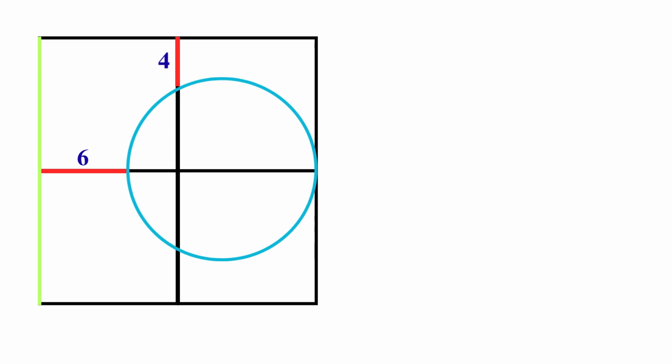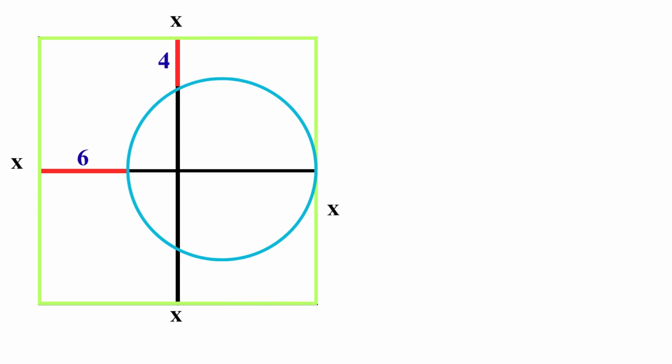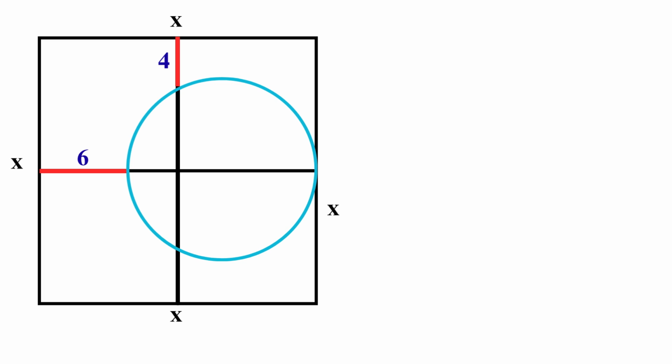First, we label the side of the large square as x. Since this is a square, all 4 sides are equal, so every side has length x. Next, notice that the circle touches the right side exactly at its midpoint. This means the touching point divides the right side into 2 equal halves. So, the full side is x units, and each half is x over 2.